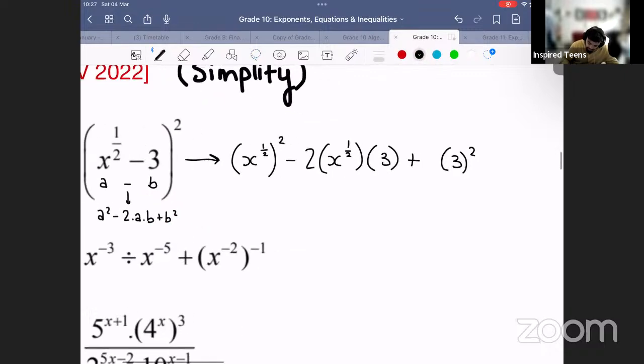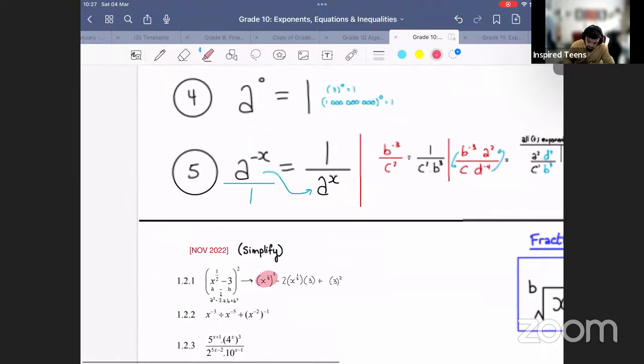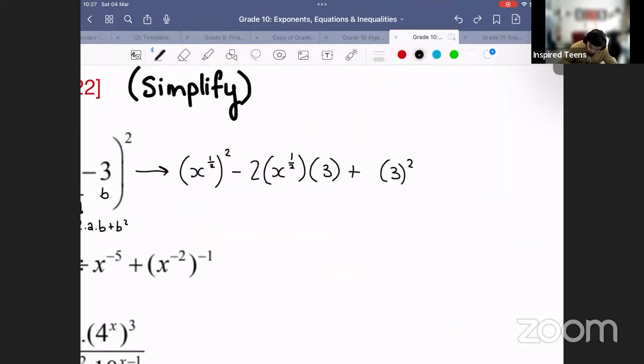Okay, so in that case, here I have rule number 3, a power to a power rule. So when it's a power to a power, what do I do? I multiply. So I have x to the half times 2.